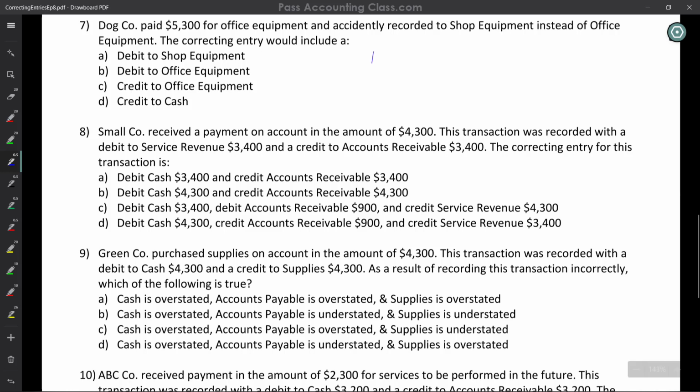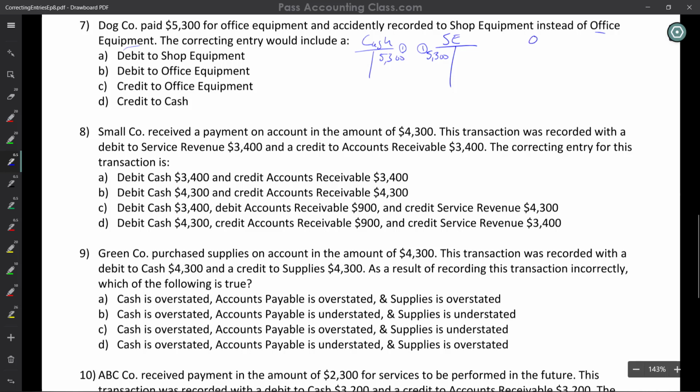So my T accounts are going to be for cash. They paid cash of $5,300. And then they accidentally recorded it to shop equipment. So we have shop equipment, and that is going to be $5,300. So that's the initial transaction. And they should have recorded it to office equipment. So now we need to figure out our correcting entry.